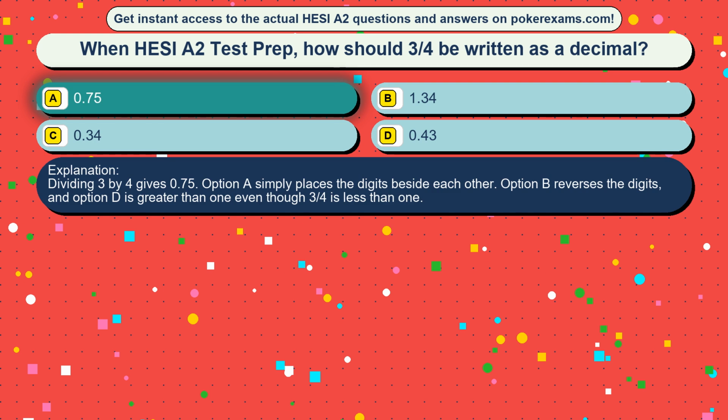Dividing 3 by 4 gives 0.75. Option C simply places the digits beside each other. Option B reverses the digits, and option D is greater than 1 even though 3/4 is less than 1.